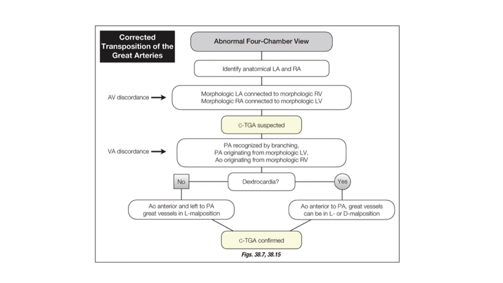All right, well, here's the summary slide. And you've got an abnormal 4-chamber view. What's abnormal about it? There's atrioventricular discordance. So if you look at the 4-chamber view, you will see that the morphologic right atrium does not hook up to the morphologic right ventricle with a moderator band. It hooks up to the other one.